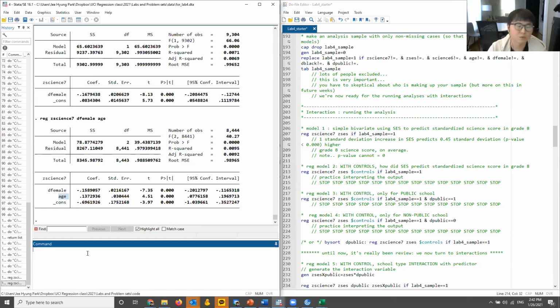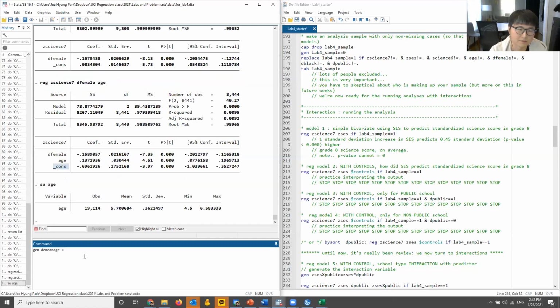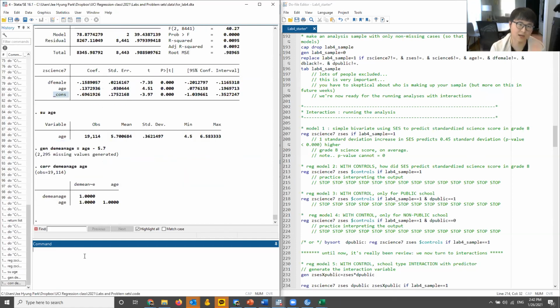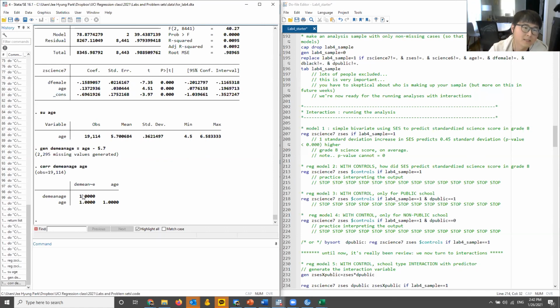And that's weird. So what some people like to do when they want to actually interpret the constant is generate a variable called d mean age. Let me summarize age. Age minus 5.7. I'll just do this really quickly. It doesn't matter if you subtract the number, they're going to correlate perfectly. It's just translated. So now someone who has a 0 on d mean age is someone with an age of 5.7. I get you.